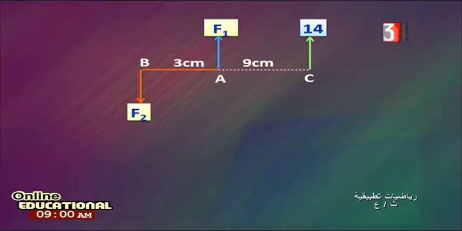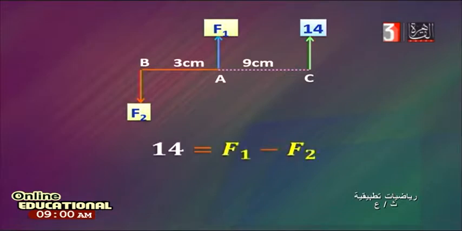Then, my dear student, 14 equals F1 minus F2. Why? Because 14 is the resultant. Why is 14 not equal to F2 minus F1? Someone asked. We know that the resultant is with the biggest force. 14 is with the biggest force, which is F1. Then we start from F1 minus F2.